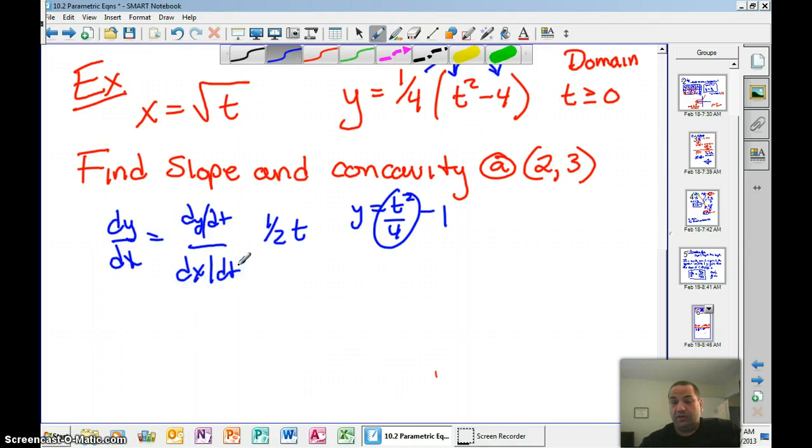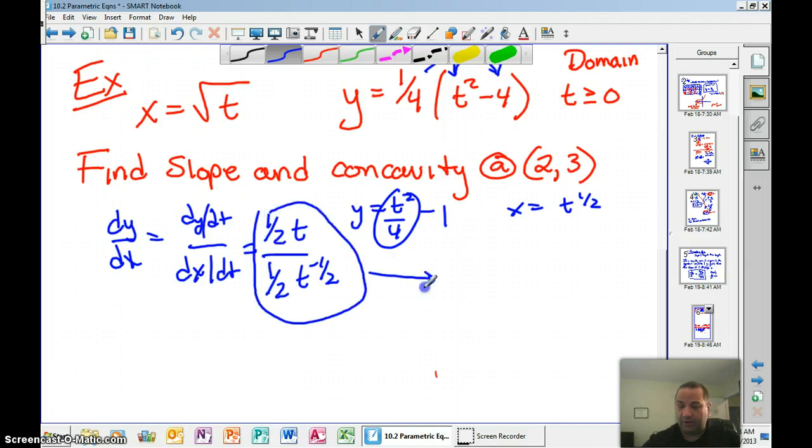All right? So dx dt, actually x equals t to the 1/2 power. Okay? So dx dt looks like it's going to be 1/2 t to the negative 1/2. So I have to simplify that, make it nicer. The 1/2 will cancel, and the t to the 1/2, let's bring it up top. So I get as my answer t to the 3/2 power. That is the derivative of the parametric equation.